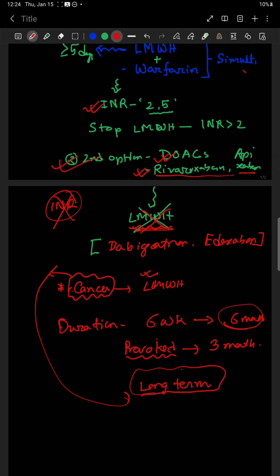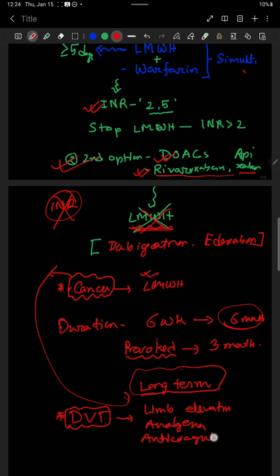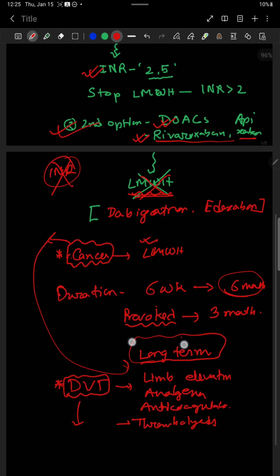Okay, now if you have pulmonary embolism and you are also suspecting the patient has DVT, so what will you do? In DVT you give specific limb treatment, limb elevation, you give analgesia for pain, and the same anticoagulation as I mentioned above. And if that is life threatening, then you may have to go for thrombolysis. Okay, if it is life threatening.